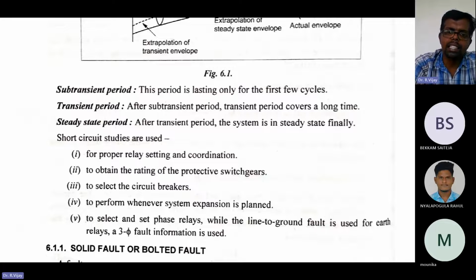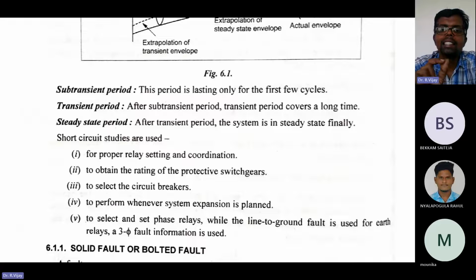Like that, the settings might be there, and also coordination. Okay, next is to obtain the rating of the protective switchgears. As I said, after relay settings, you can go for the rating of the switchgears. So how long will it happen? What is the amount of current, and to which level is it going? If you analyze previously, you can determine which protective switchgears might be used in that particular place.